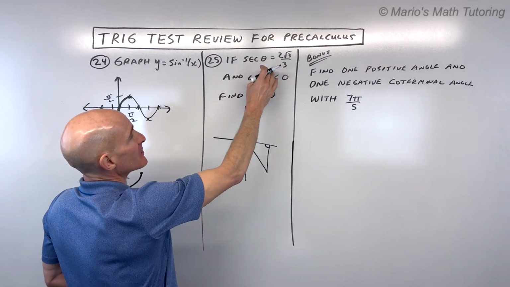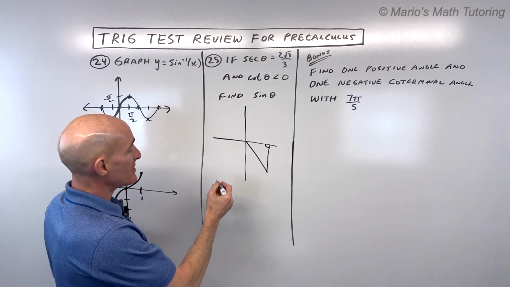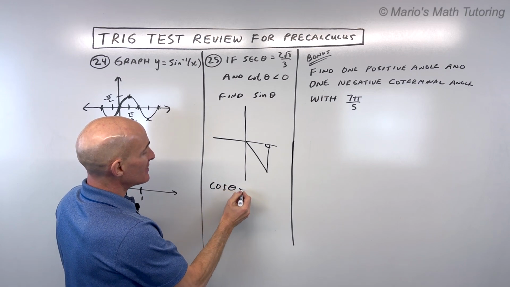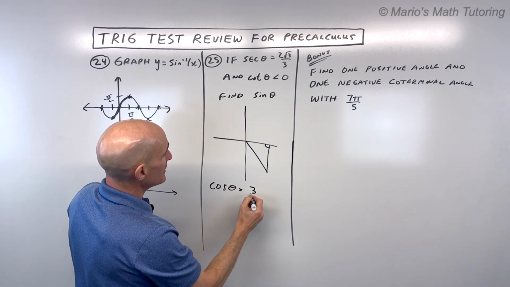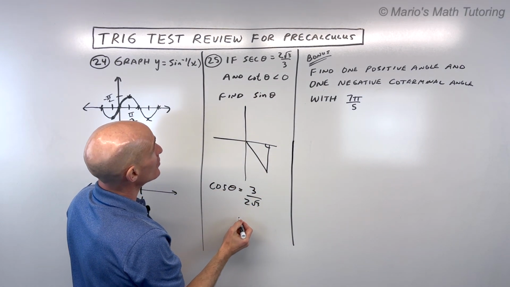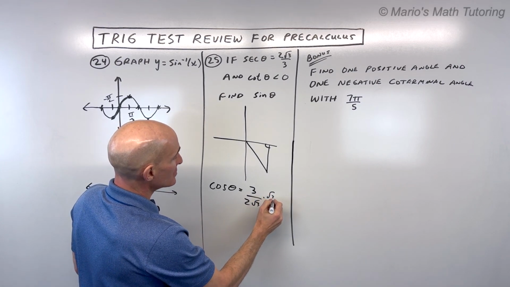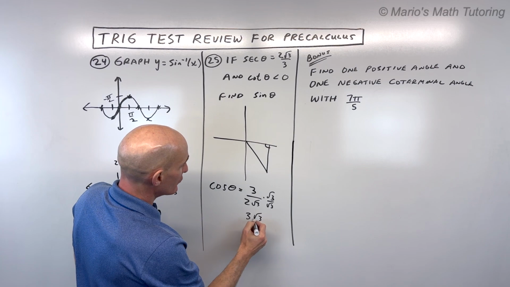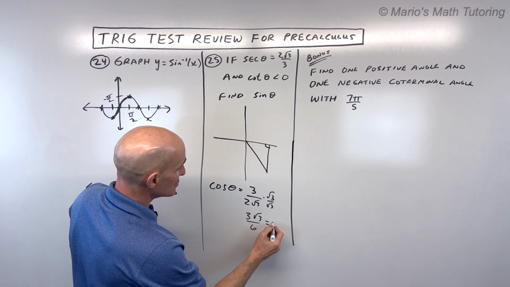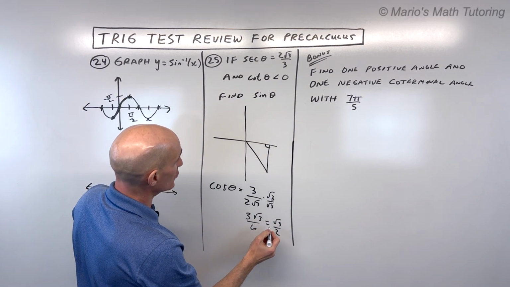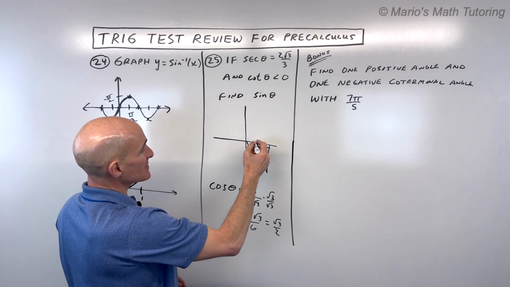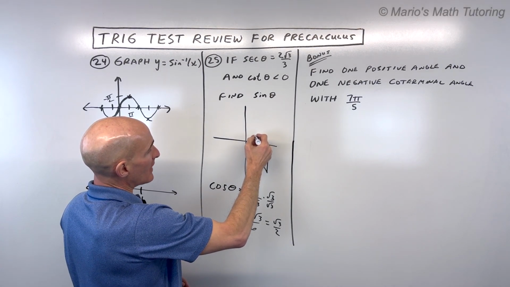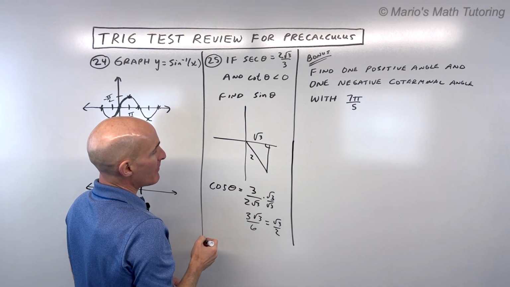Now, the secant and the cosine are reciprocals of one another, so that means that the cosine is going to equal 3 divided by 2 square root of 3. If I rationalize this, I get 3√3/6, which reduces to square root 3/2. So if the cosine is square root 3/2, that would be adjacent over hypotenuse.